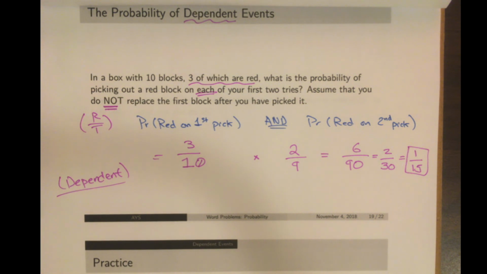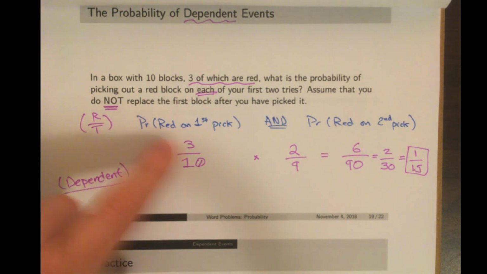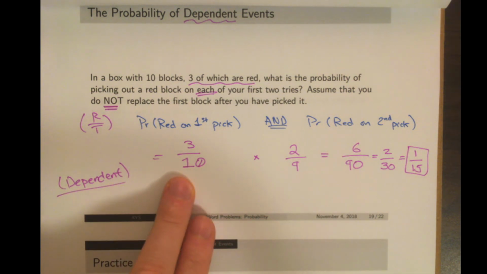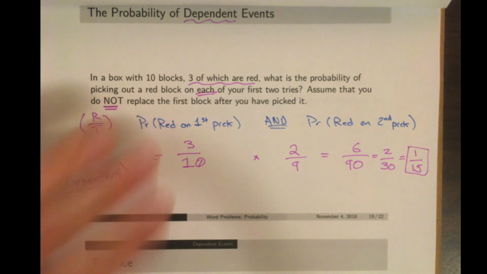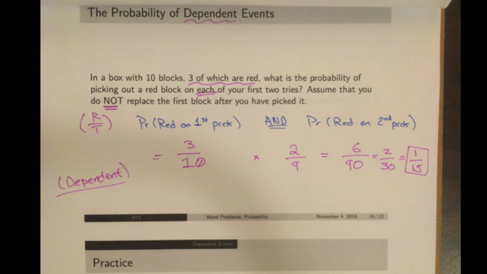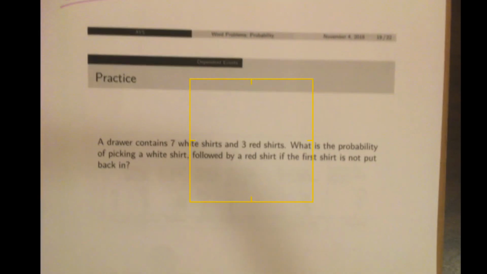And these will almost always be and statements. So just break it down: red on the first pick, red on the second pick, and solve each one of these separately, kind of saying to yourself, okay, I've already gotten a red on the first pick. Now what is my new number of red blocks and my new total blocks in the box? So let's go ahead and give you guys a practice question.